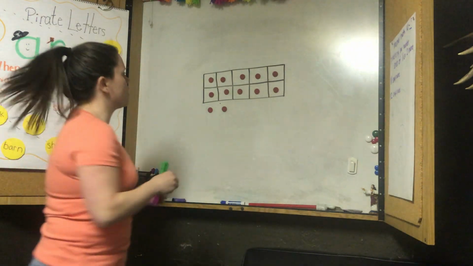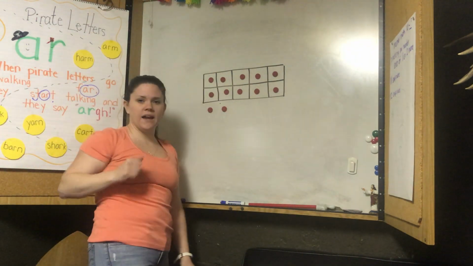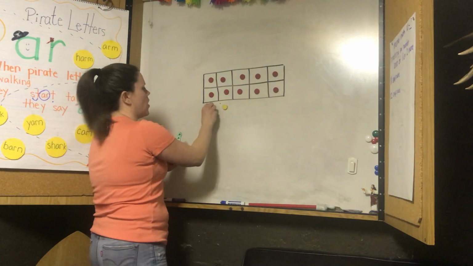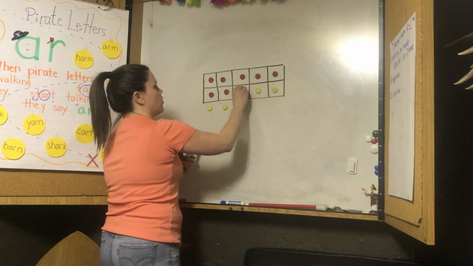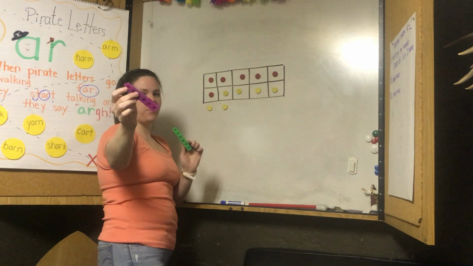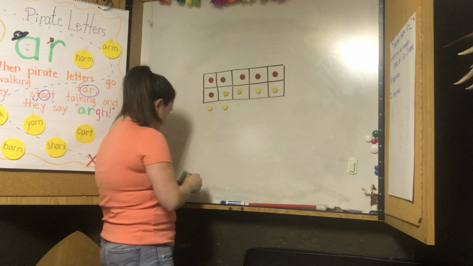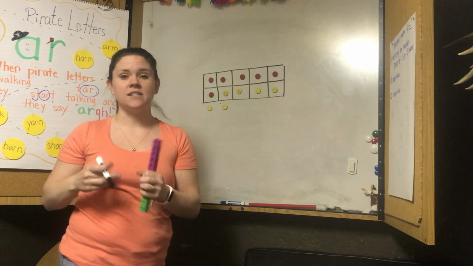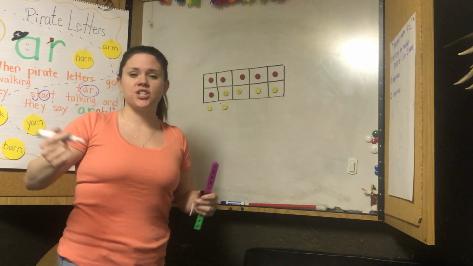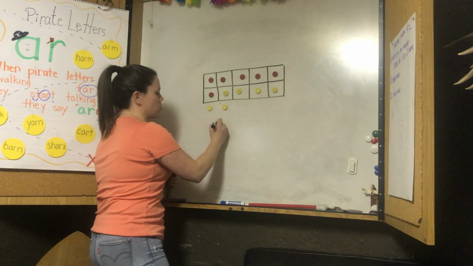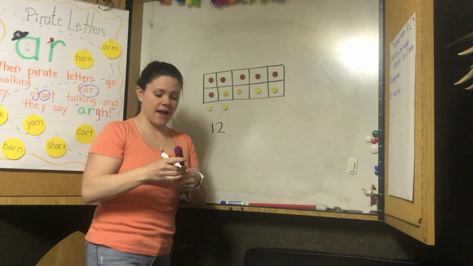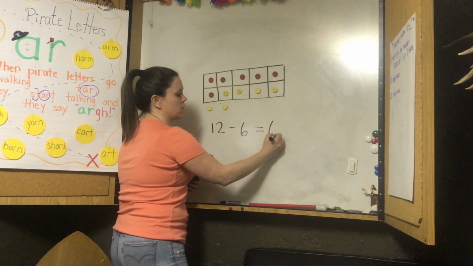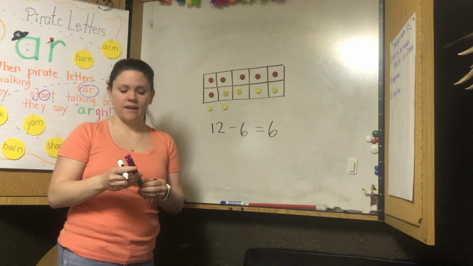And let's show it on our 10 frame too. When they're all red, they're my whole. But we'll match the number sentence I have here. 1, 2, 3, 4, 5, 6 were purple and 6 were green. Can you think of how I could write this number sentence as a subtraction sentence? Well, we always start our subtraction sentences with our whole. So we have 12 take away or minus 6 equals 6, absolutely.